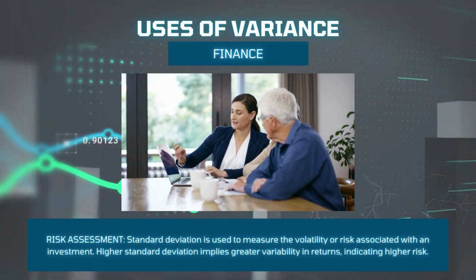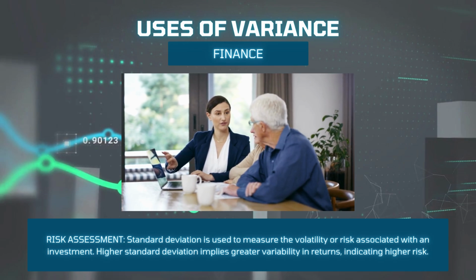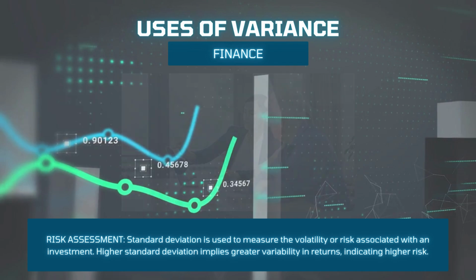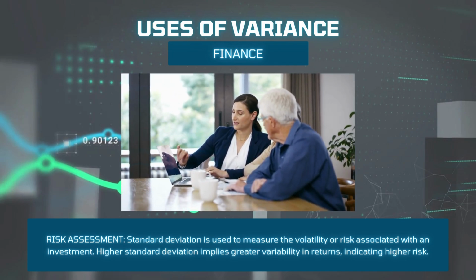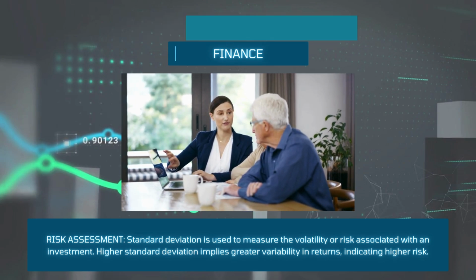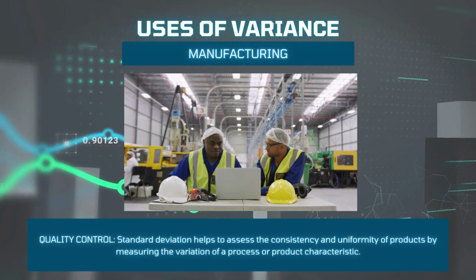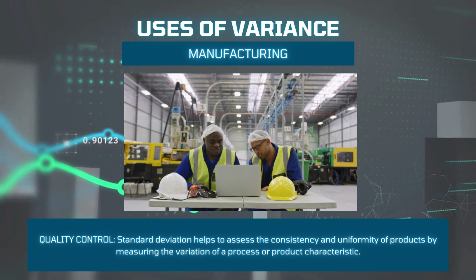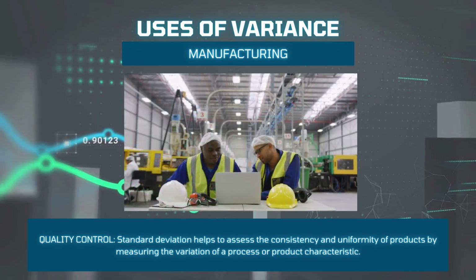Assessing risk. In finance, standard deviation is used to measure the volatility or risk associated with an investment. Higher standard deviation implies greater variability in returns, indicating higher risk. Quality control. In manufacturing and quality assurance, standard deviation helps to assess the consistency and uniformity of products by measuring the variation of a process or product characteristic.